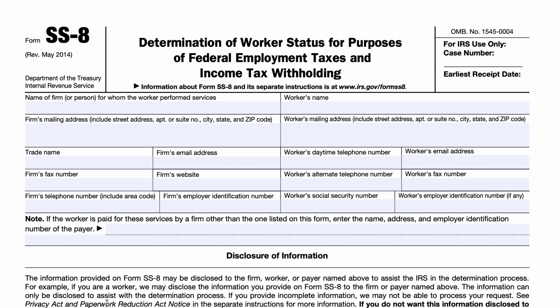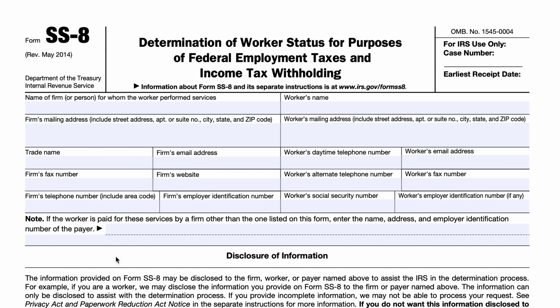So if the two parties, a worker and a firm, cannot hash out this agreement, whether or not that person is an independent contractor or an employee, then you can complete this Form SS-8, and the IRS can determine that based on certain information.